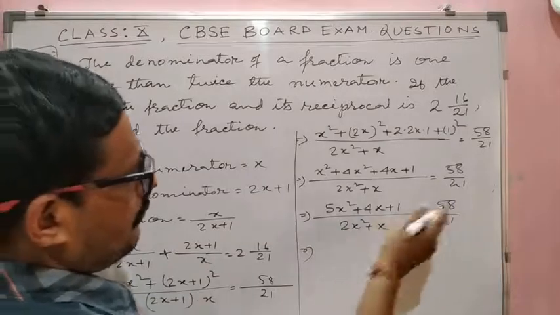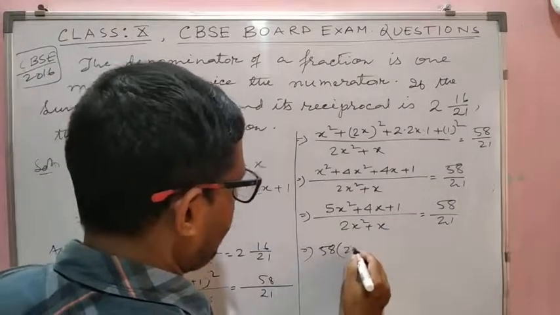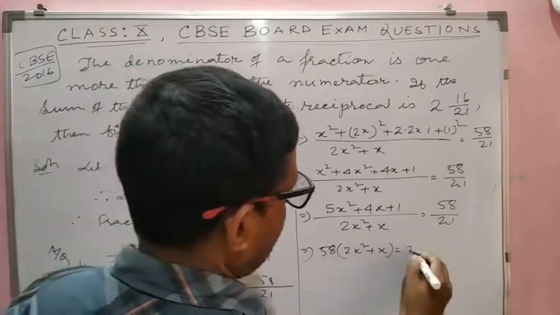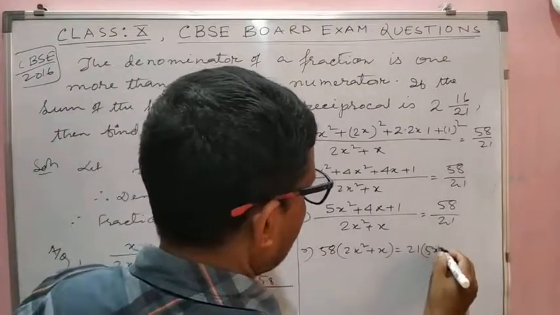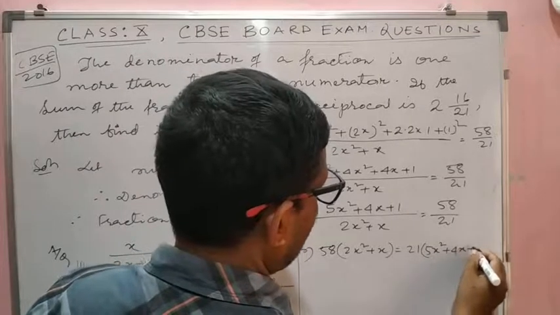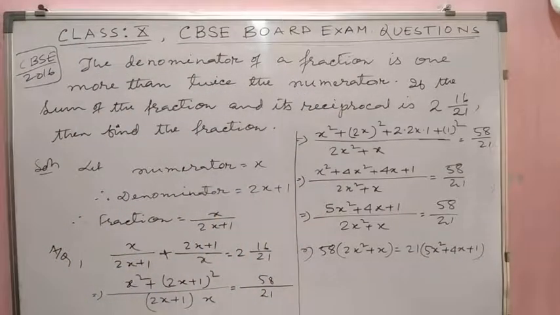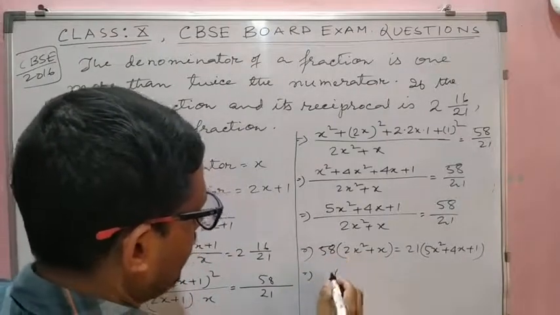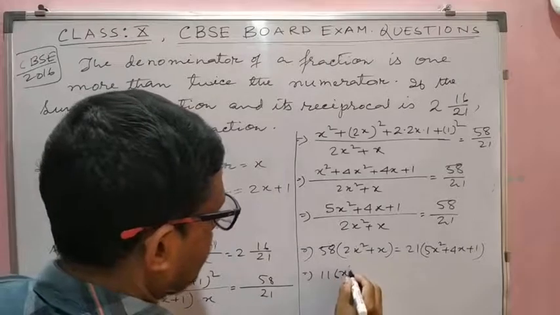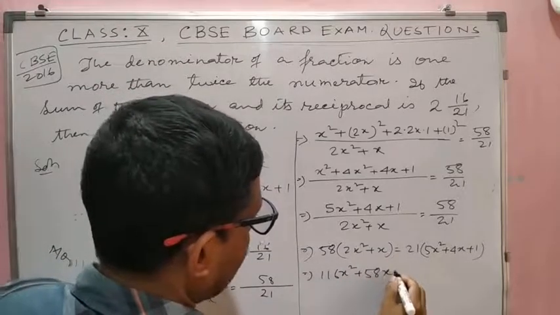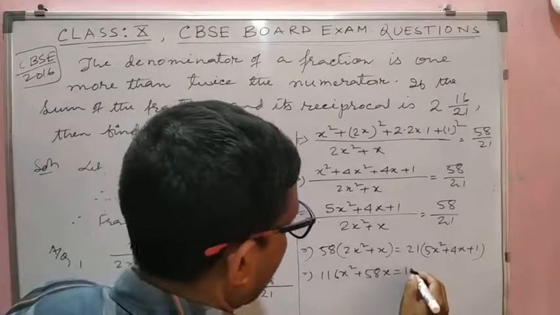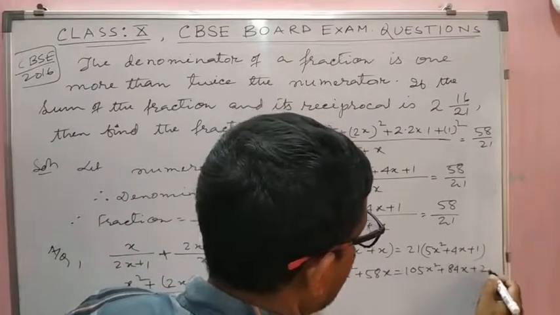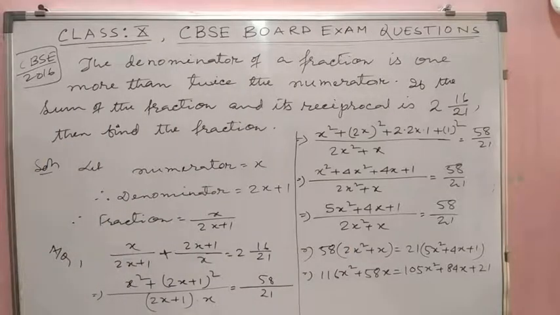Now let us do the cross multiplication. It will be 58 whole into 2x square plus x equals 21 whole into 5x square plus 4x plus 1. Now let us multiply this. 2 into 58 means 116x square, then 58x, equals 105x square plus 84x plus 21.